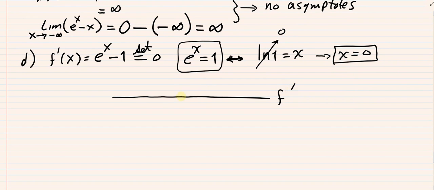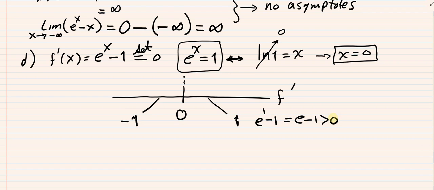So here's f prime. This is our critical number. Pick a test point like 1, and pick a test point like negative 1. When x is 1, checking the first derivative, e to the 1 minus 1 is e minus 1, which is positive. Remember, e is approximately 2.718. 2.718 minus 1 is 1.718, which is positive.